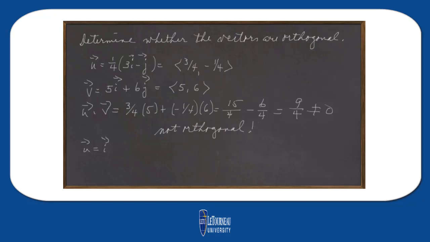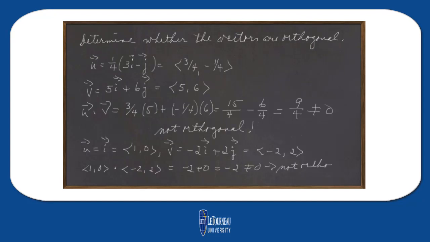All right, let's try another one. How about one of the standard vectors? u equal to i, which is 1, 0, and v equal to -2i plus 2j, or -2, 2. Let's find this dot product, which is -2, and does not equal 0. So those are not orthogonal either.